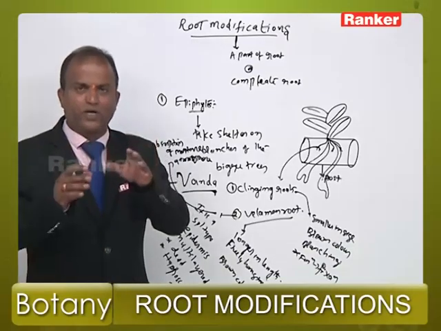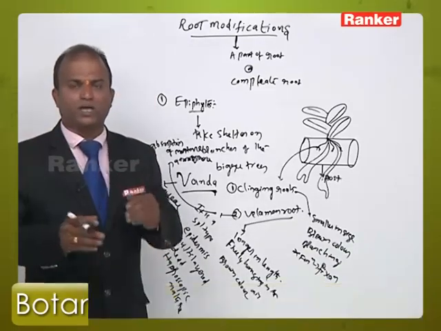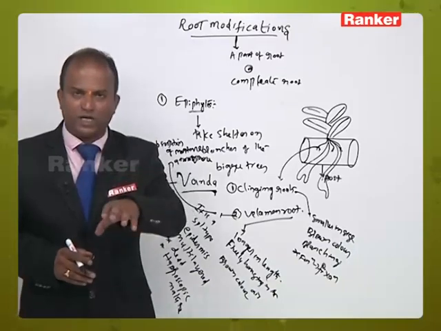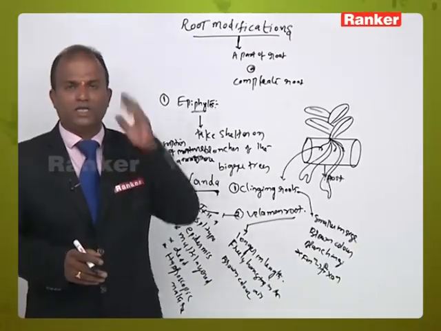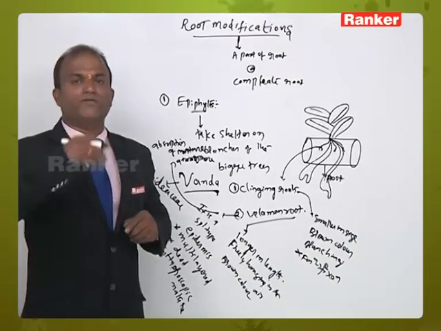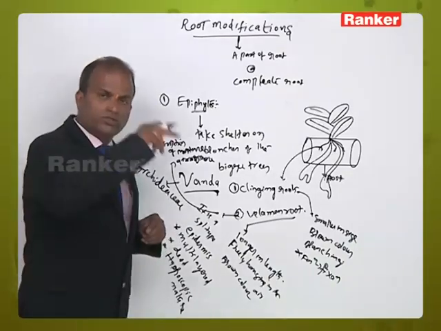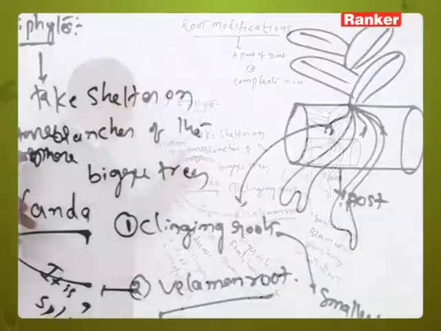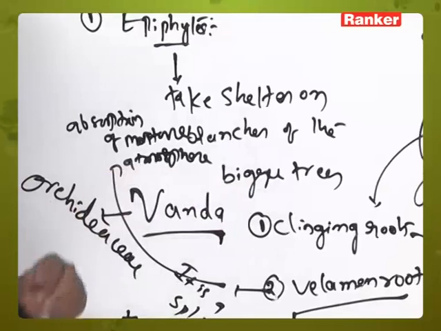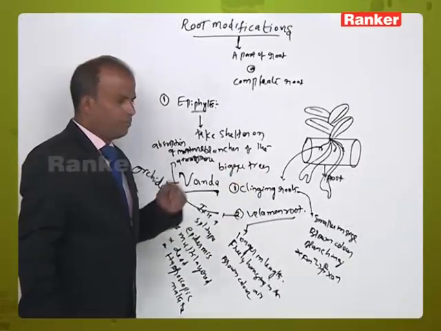The evergreen forest is totally occupied by taller plants. If these plants grow on the soil, they do not receive a sufficient amount of sunlight, due to which one day or another they will die. In order to overcome this, these epiphytes take shelter on the branches of the bigger trees.